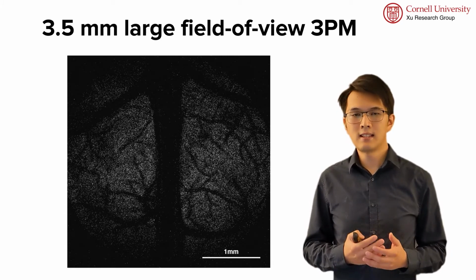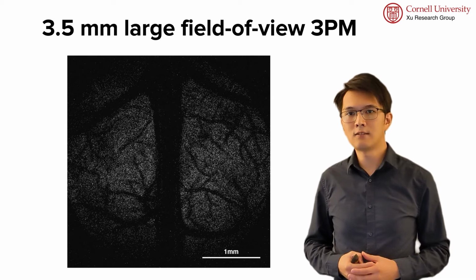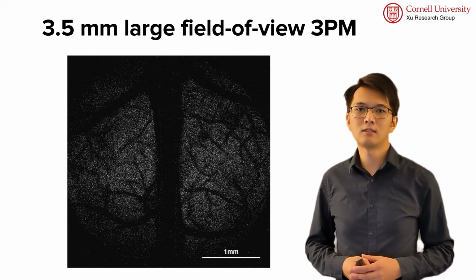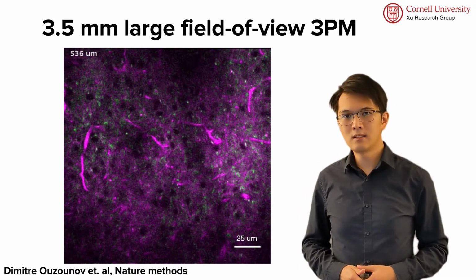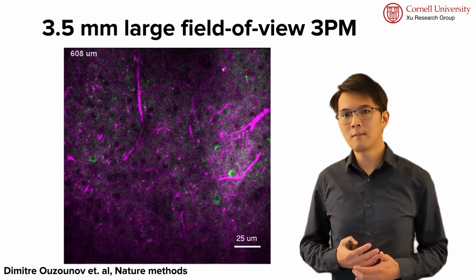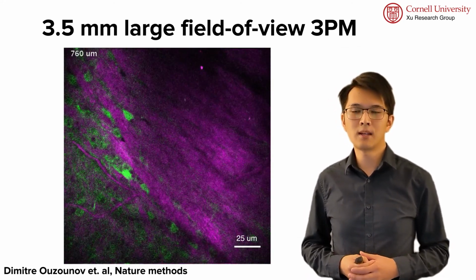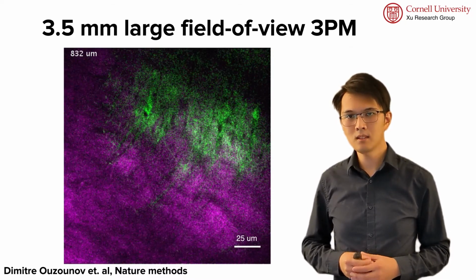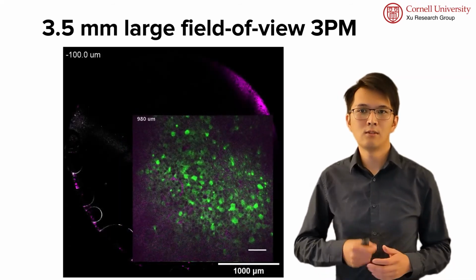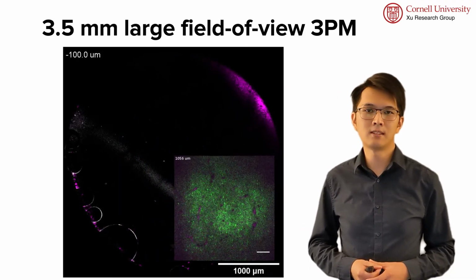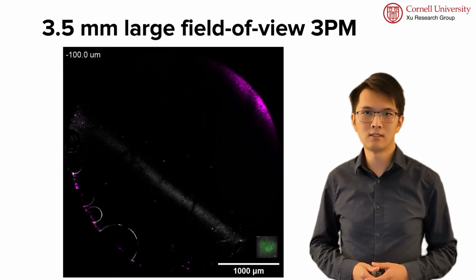You can see this is an image of the mouse brain surface. You can see very clearly the midline of the mouse brain and also all the blood vessels that surround it. In 2017, we were imaging the mouse brain 1 millimeter below the surface at a field of view of 200 microns by 200 microns. Now we can image with a field of view more than 200 times larger, 3.5 millimeters in diameter, with the same imaging depth of 1 millimeter below the brain surface.